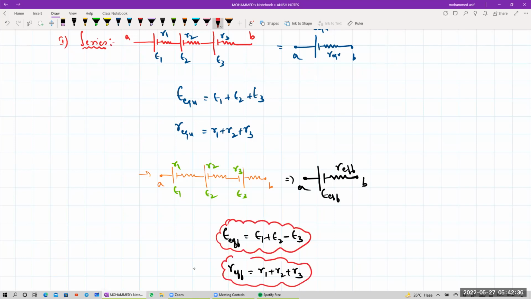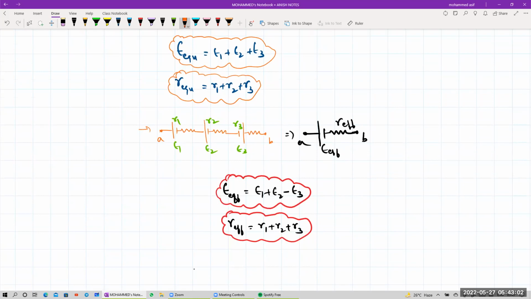So what is the difference in the above and below? Here we are having negative and negative connected, so that is the reason we got negative here. Here it is negative and positive as usual. So this is a positive terminal, this is a positive terminal, this is also a positive terminal. This is negative, this is negative, this is negative. So directly I can add them. So E equivalent is your E1 plus E2 plus E3, whereas R equivalent will be equal to your R1 plus R2 plus R3. Next one.